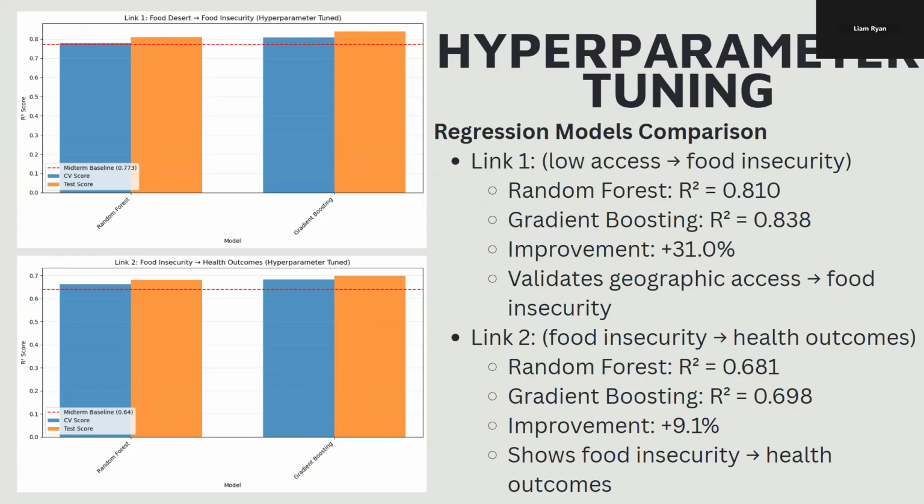Next, we conducted hyperparameter tuning on our link 1 and link 2 datasets. For link 1, gradient boosting achieved R squared of 0.838, which was a 31% improvement over our 0.64 baseline. This validated that geographic access barriers strongly predict food insecurity. For link 2, gradient boosting reached 0.698, a 9.1% improvement. While more modest, this confirms food insecurity predicts chronic disease prevalence.